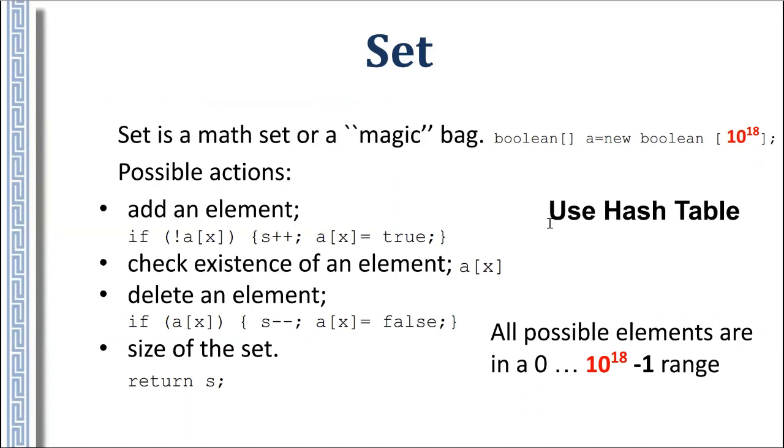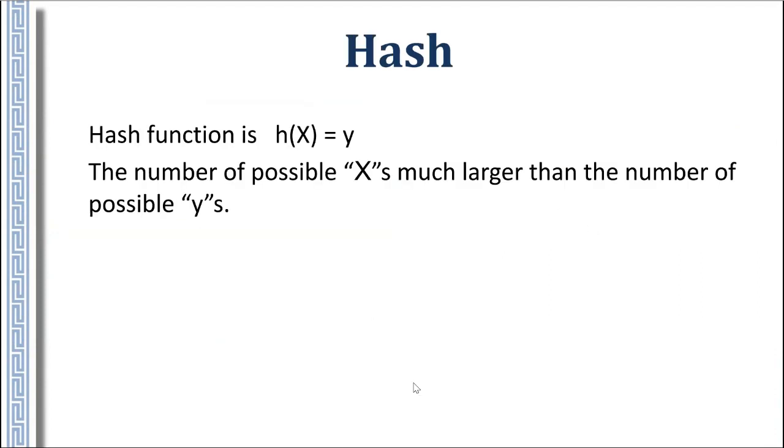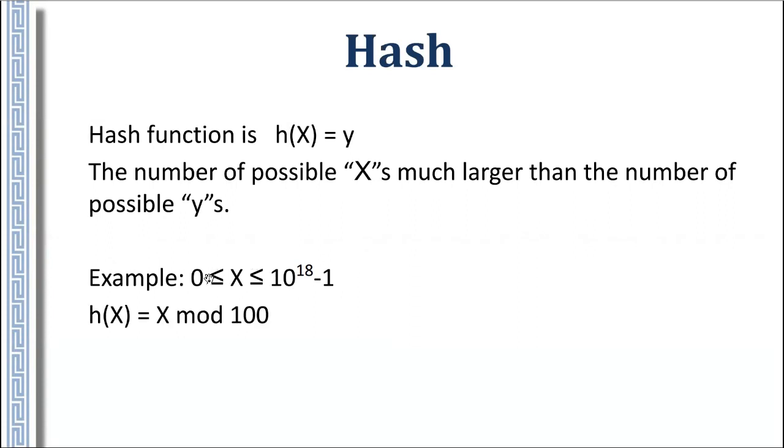For this reason, we use the hash table data structure. What is a hash? Let us discuss it first. A hash function is a function such that the number of possible arguments is much larger than the number of possible results of this function. For example, if x is from 0 to 10 to the 18, what can be the hash function?